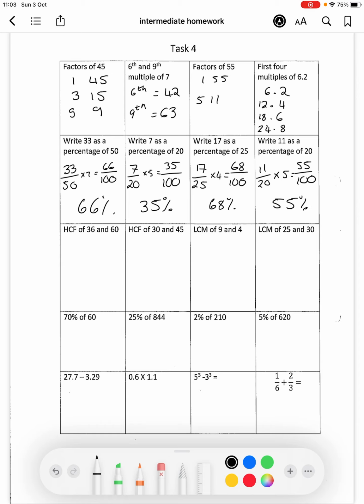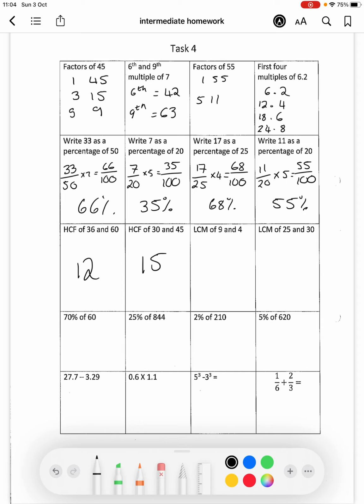Highest common factor of 36 and 60, you need to think of the factors of 36, you need to think of the factors of 60, so what times table are they both in, and the highest one is going to be 12. A lot of people would think 6, but 12 does also go into 36 and 60, because 5 times 12 is 60. Highest common factor of 30 and 45. Again, you want to think of what factors go into 30, what factors go into 45, and the highest one is going to be 15.